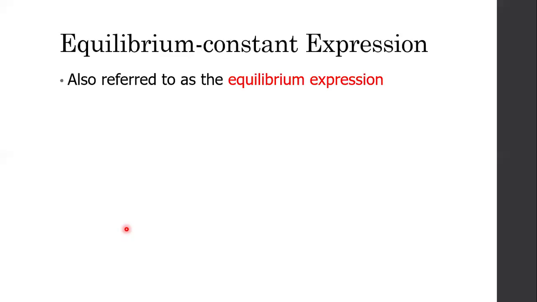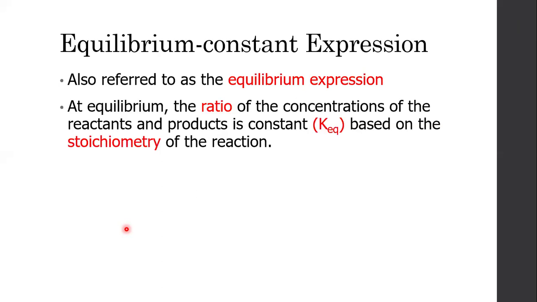Okay, so let's first define equilibrium constant expression, also termed as equilibrium constant. When a reaction is at equilibrium, we'll have a constant amount of reactants and products. And if we compare the concentrations of those species in terms of ratio, we'll get a constant value, which is the equilibrium constant. And this is based on the stoichiometry of the reaction. So stoichiometry still would rule everything.